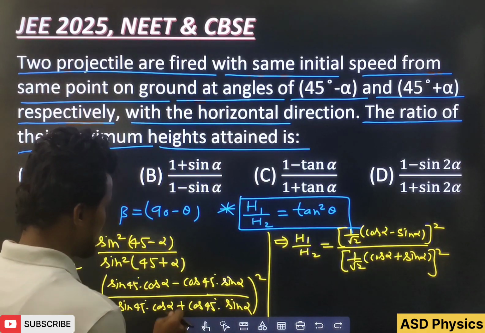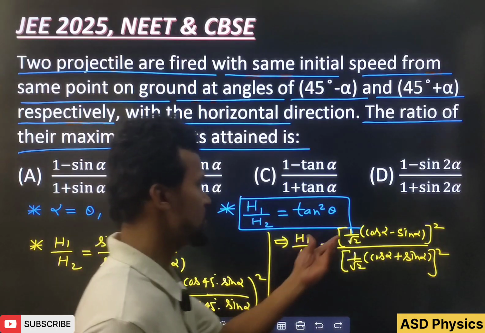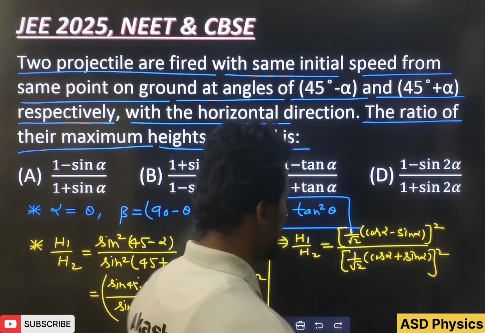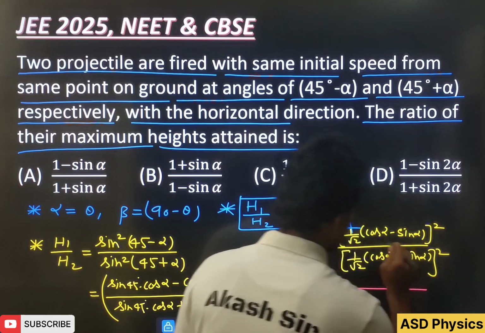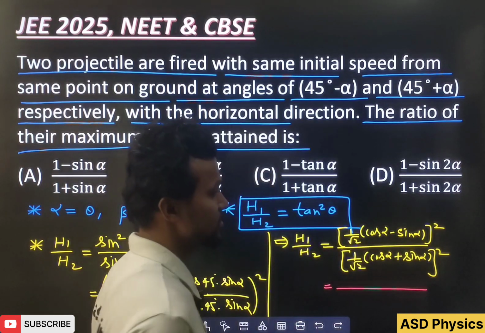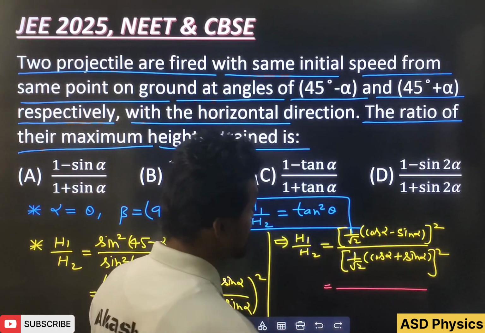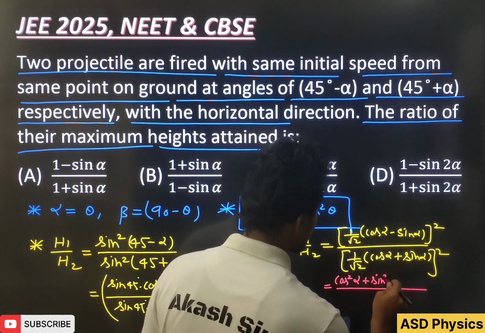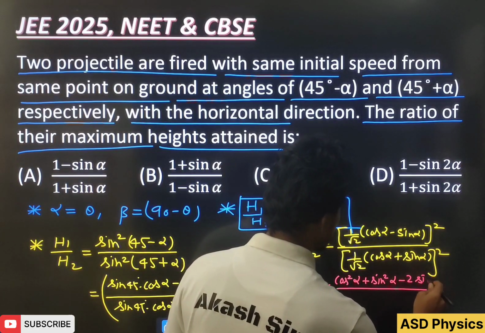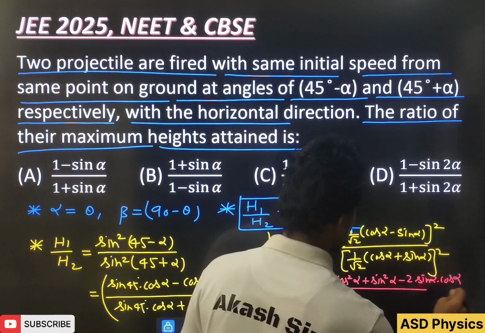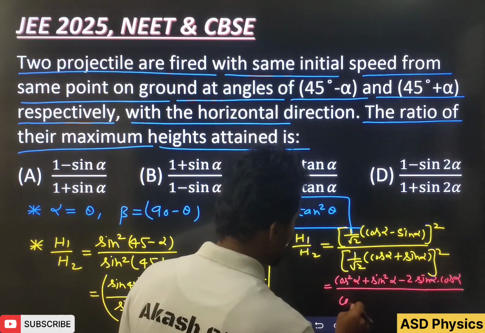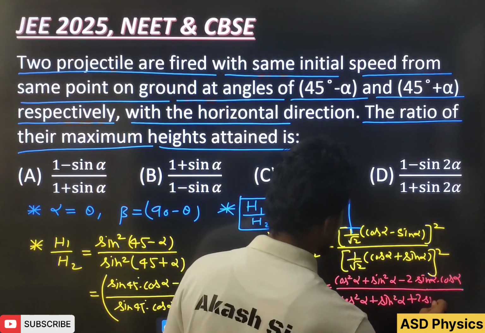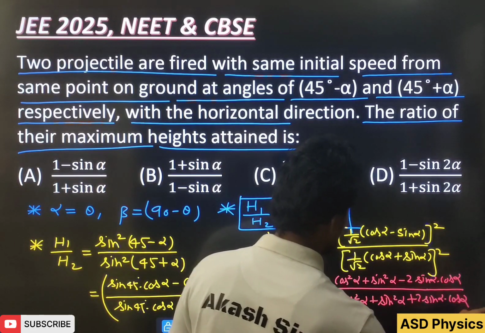And you can see very well in this situation, this will become 1 by 2 and this will also become 1 by 2, both will cancel out. So at the end, we have (cos alpha minus sin alpha) whole square formula. So this will become cos square alpha plus sin square alpha minus 2 sin alpha into cos alpha. Similarly here also, this will become cos square alpha plus sin square alpha plus 2 sin alpha into cos alpha.